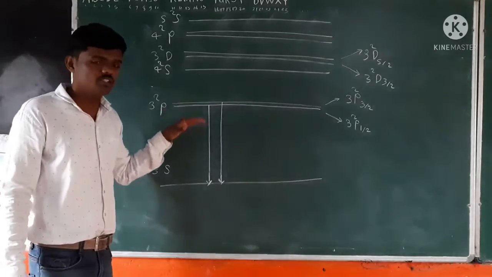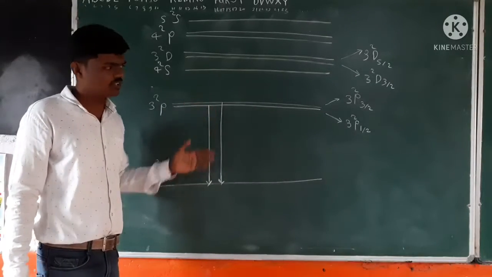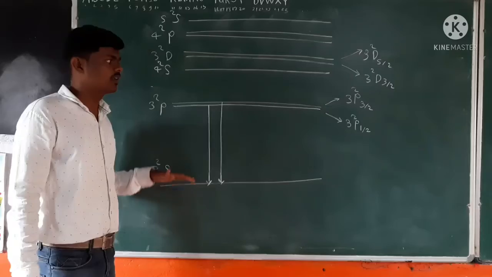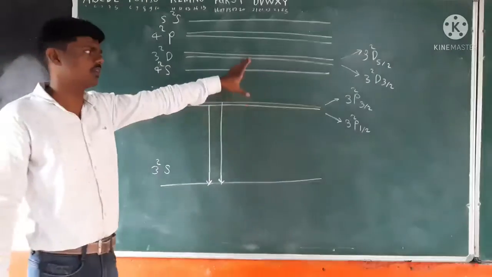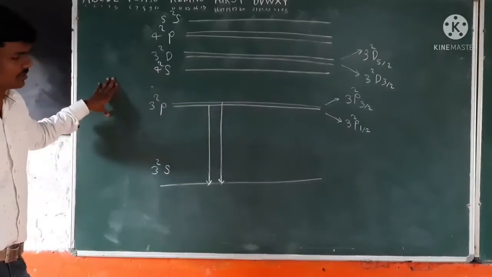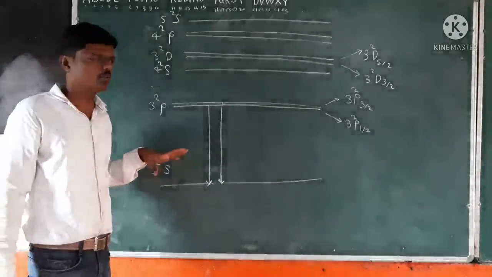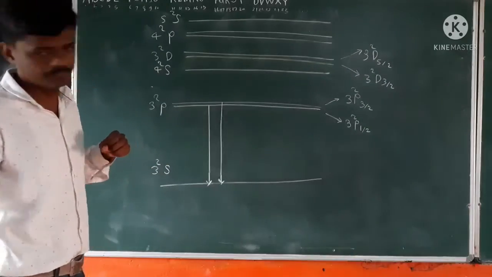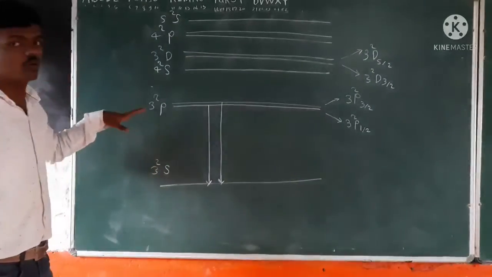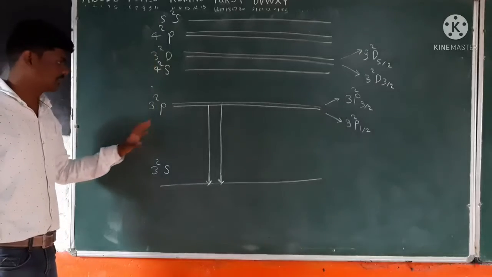If these rules are followed, then the transition is known as allowed, and if they are not followed, then the transition is forbidden. So there are some selection rules, some transition rules we can say. What are these? Let's see. Before this, we have to know why we are using capital letters.